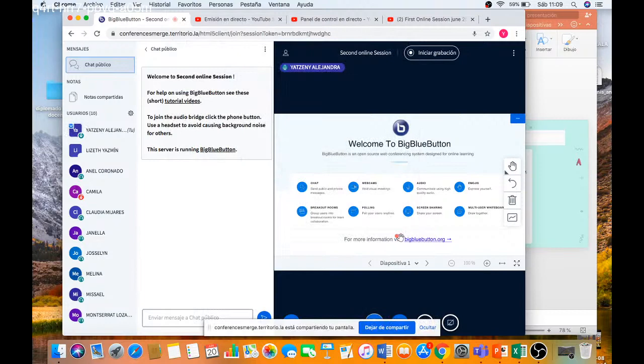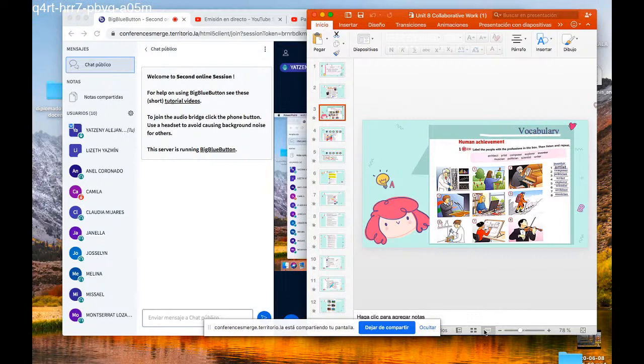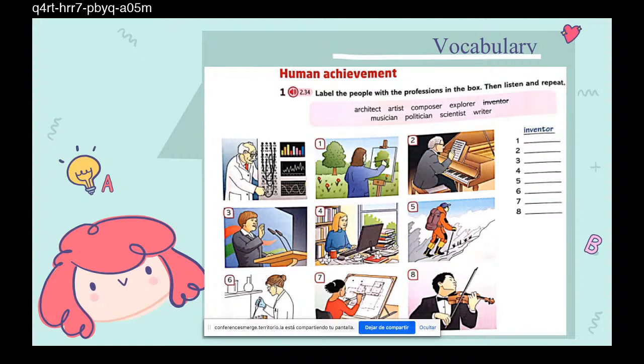And let's start. So in this unit, as we said, we are gonna start checking the corresponding phrases for our relative clauses: who, which, and that. The first activity is related to professions, with vocabulary that belongs to a profession. According to our pictures, we are going to check which profession belongs to each of the people.